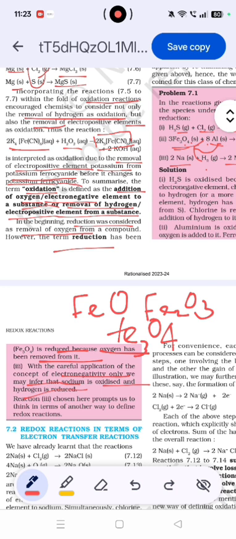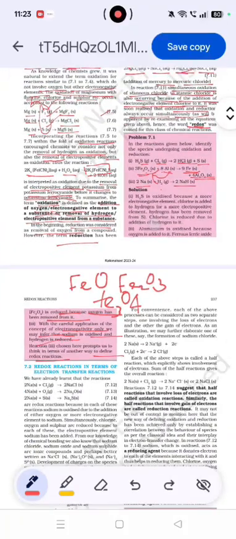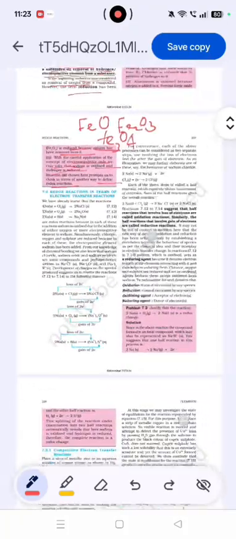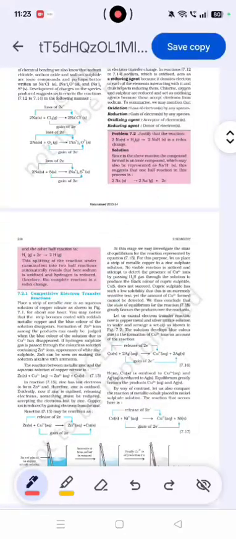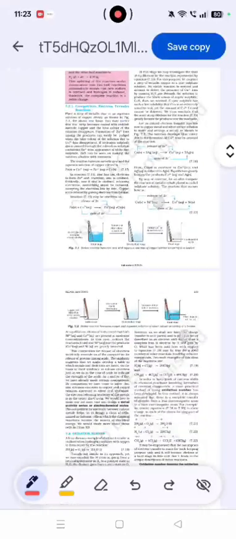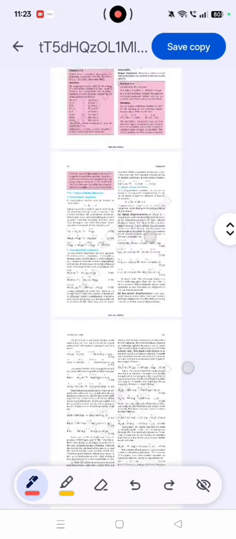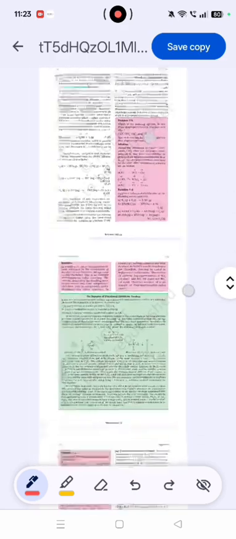So reaction 3 chosen here prompts us to think in terms of another way to define redox reaction. When only Na and H2 are there, we need to identify the oxidation and reduction in some other way. That we understand from the third reaction.